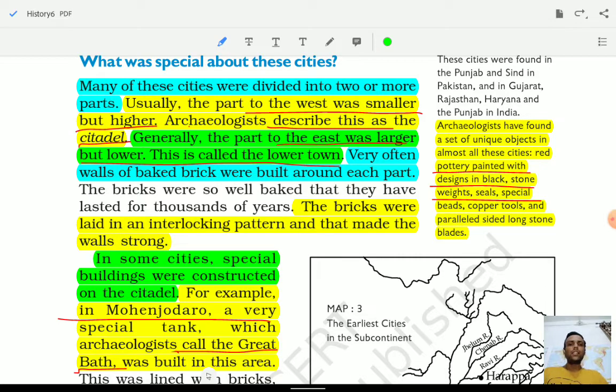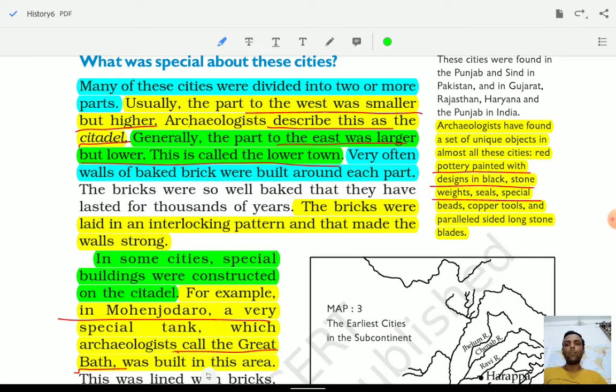The archaeologists describe this as the citadel. The part on the western side of Harappa was known as the citadel, right? That was on the upper portion, and on the lower side other people must have lived, where the general people must have lived.